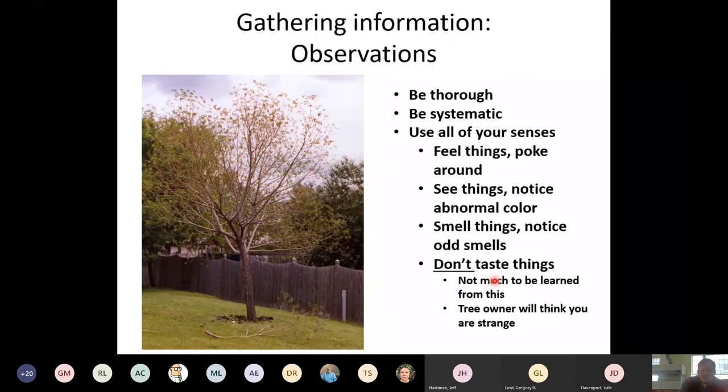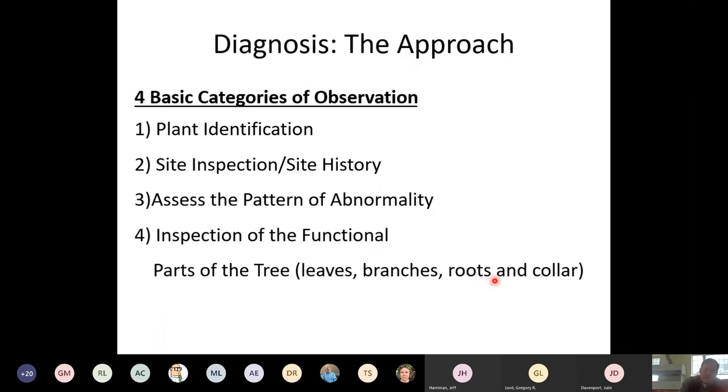So this is the approach of diagnosis, and this is based on the International Society of Arboriculture. I used to do training for people that were trying to get their certifications in this, and so I originally had put together a presentation based on this four-step, four basic categories of observation. I've made a lot of changes to it and added a lot of examples along the way.